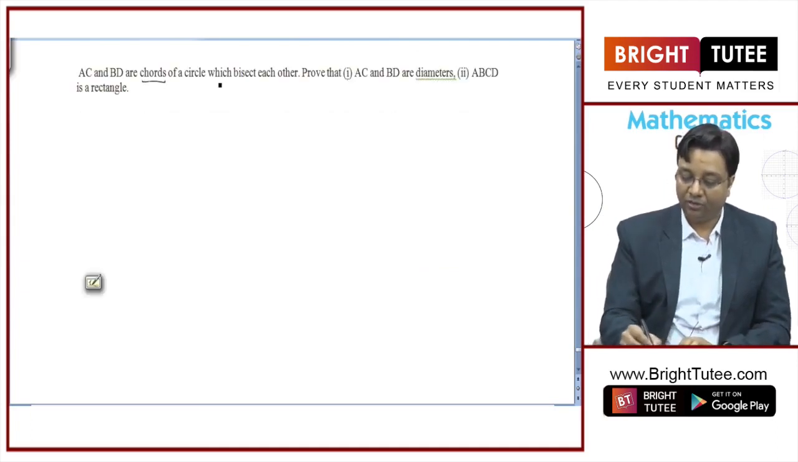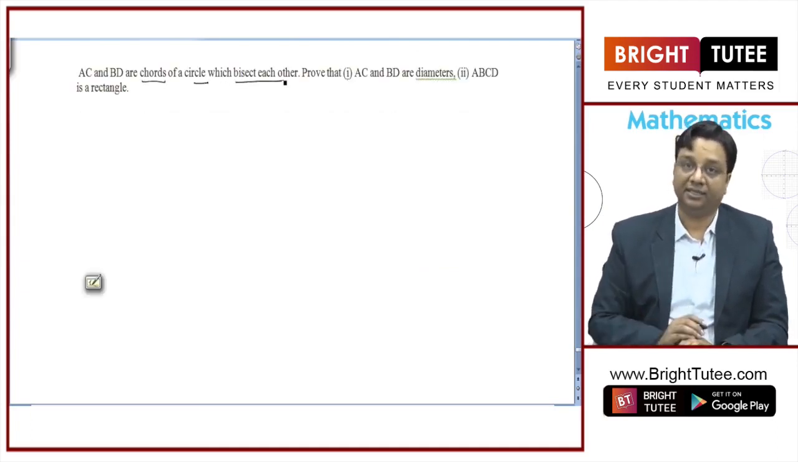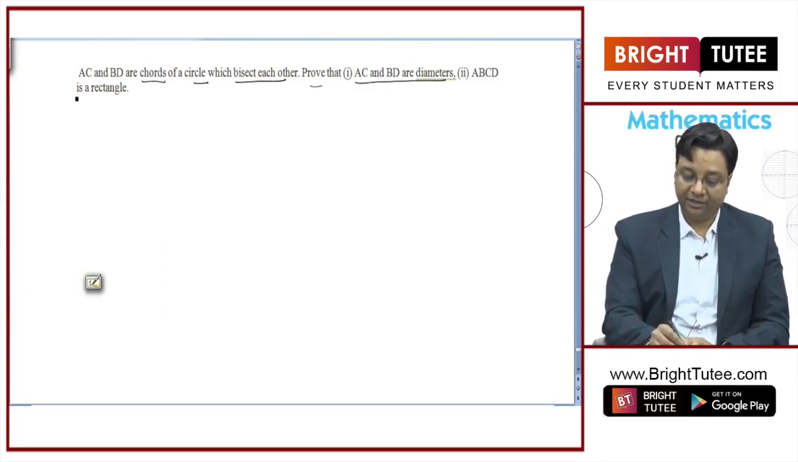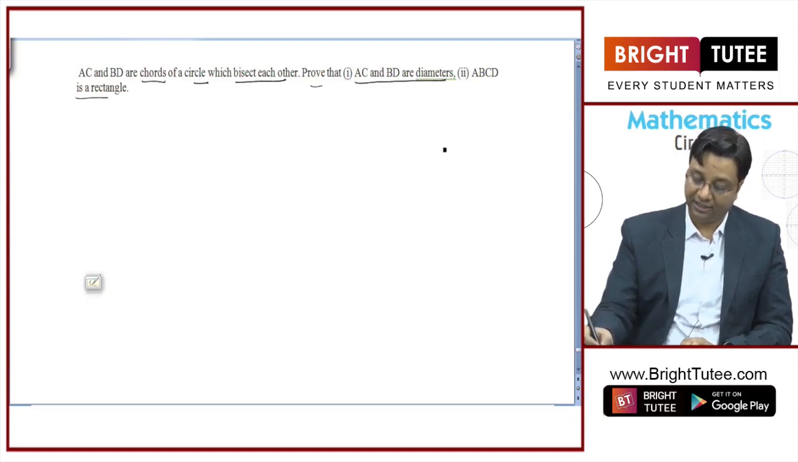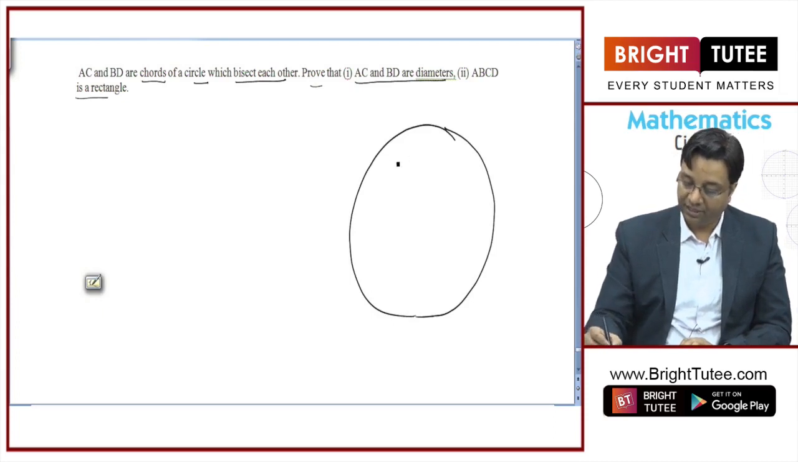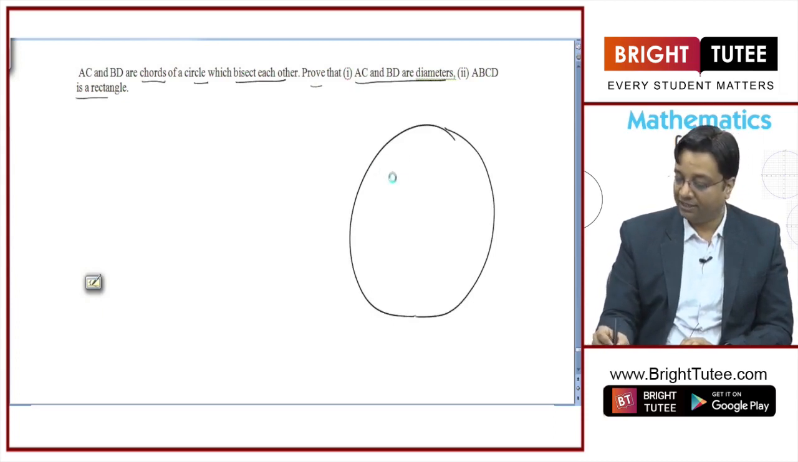AC and BD are chords of a circle which bisect each other. Prove that AC and BD are diameters and ABCD is a rectangle. So what is given in this question is, AB and CD are chords of a circle which bisect each other.